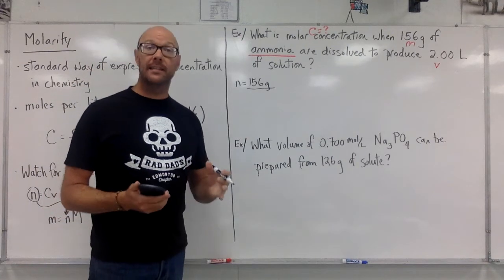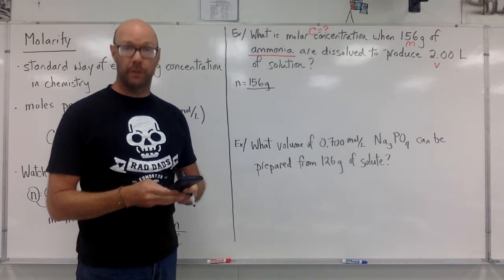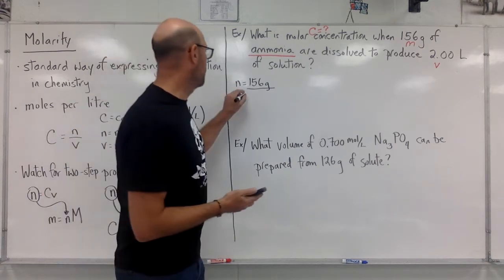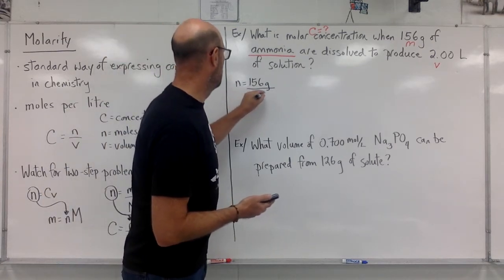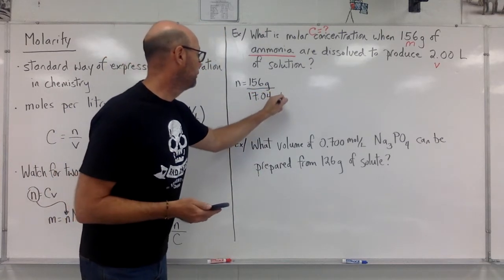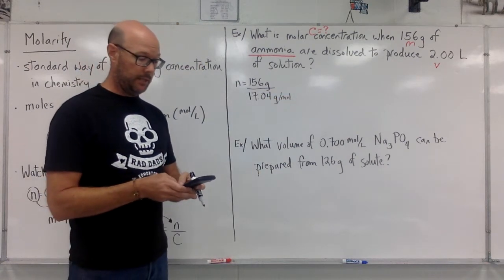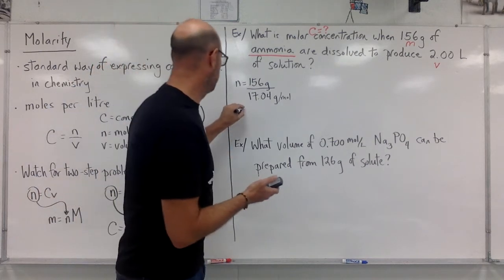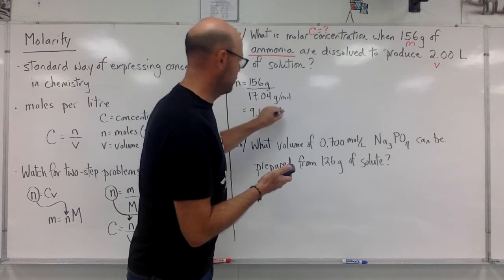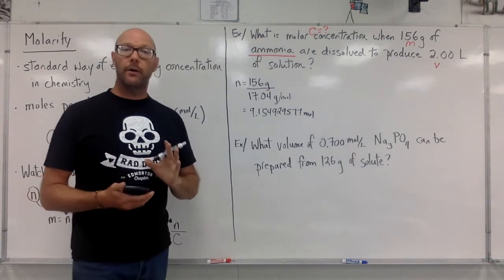Ammonia, you could find in the data booklet, it's NH3. That's 14.01 for the nitrogen, and 3 hydrogens at 1.01 each. The molar mass is 17.04 grams per mole. I do that operation, 156 divided by 17.04, gives me 9.154929577 moles. I'm not going to round off my answer at this point.